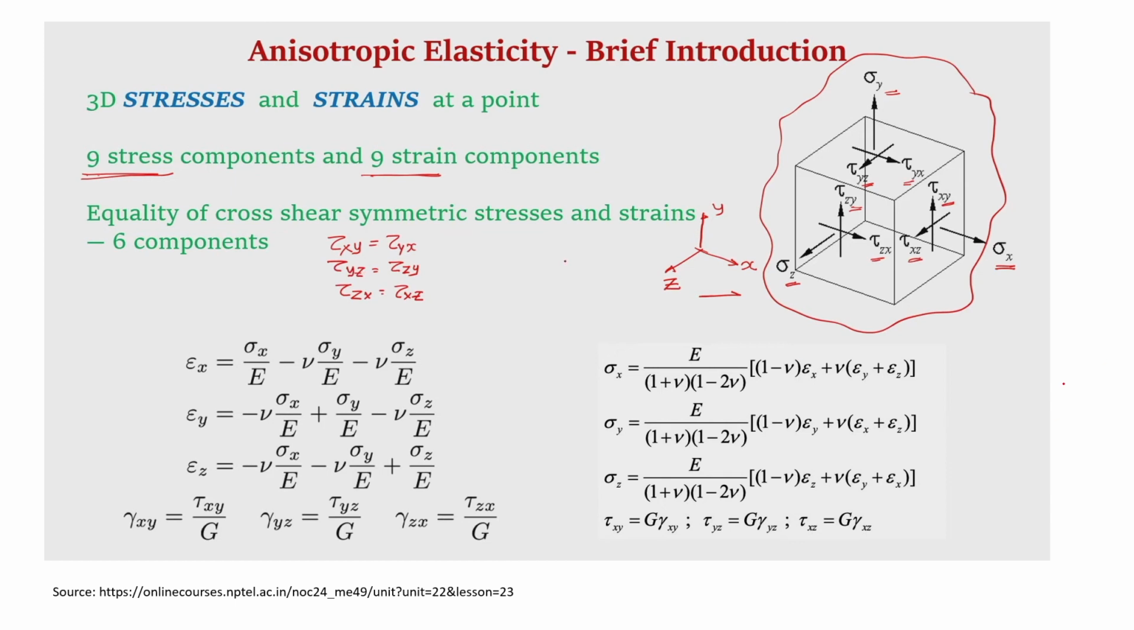With respect to those stresses, there are strains, and they are directly proportional to each other. Now we get 9 stress components and 9 strain components. Of that, we have equality of cross shear, symmetric stresses and strains. What does that mean? When there is a shear stress in the xy direction, it will be equal to the stress in the yx direction also.